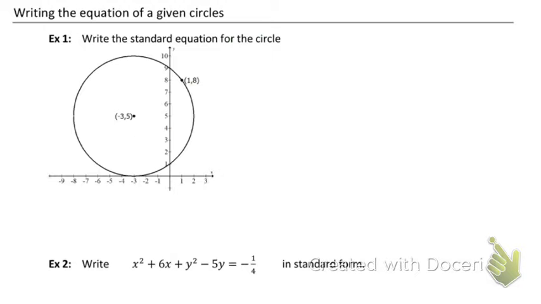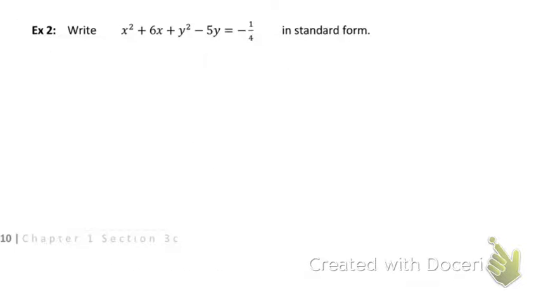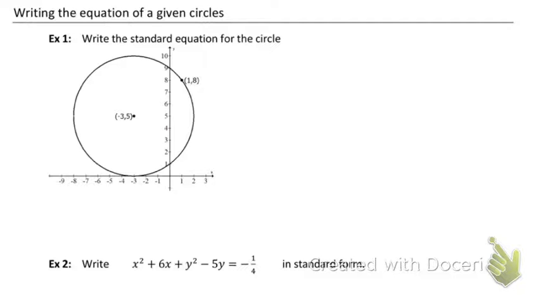All right. The next thing we're going to do is write equations. We're going to write an equation based upon a drawing, and then we're going to write an equation in standard form given all this information. This will be where we're going to complete the square. Let us start out with writing a standard equation for this circle where I'm given a central point and a point where it reaches to. So we have a center of (-3, 5), and we have a point on the circle which is (1, 8).